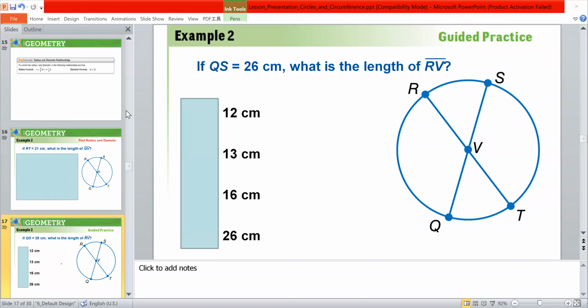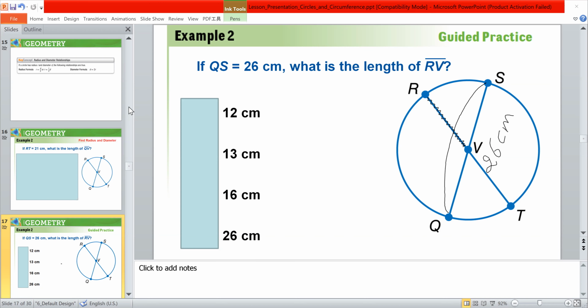Example 2. If QS equals 26 centimeters, what is the length of RV? Okay. QS equals 26 centimeters. It means all this line equals 26 centimeters. I need to find the length of RV.